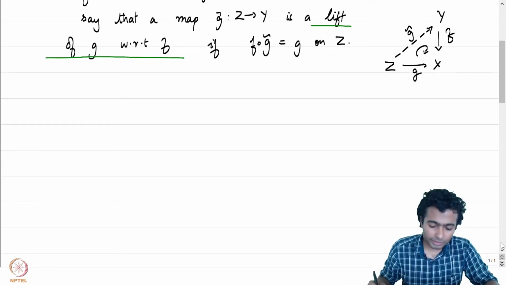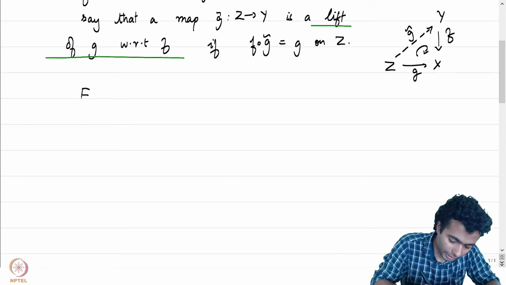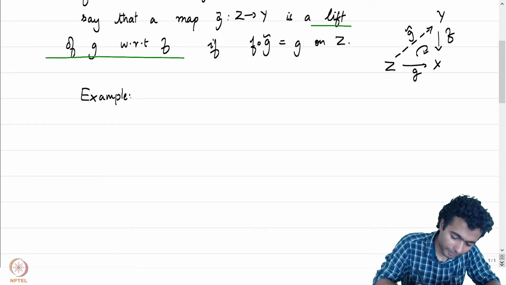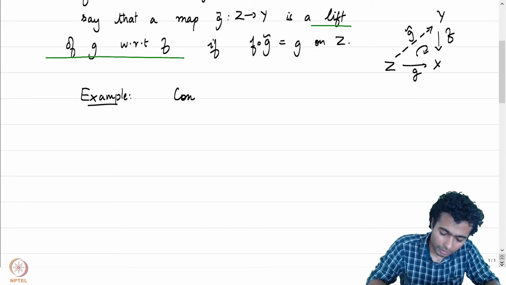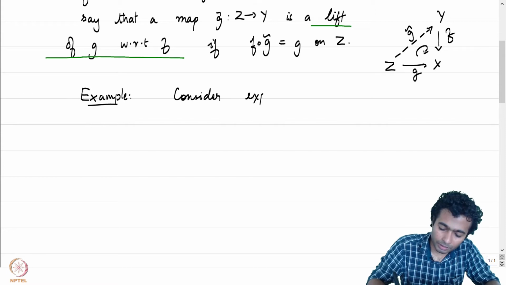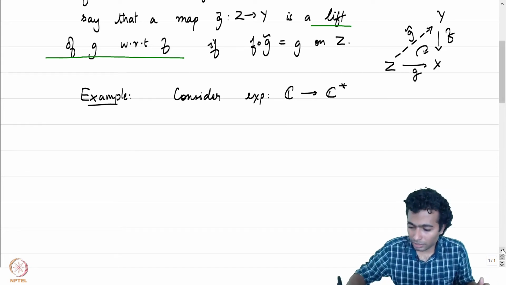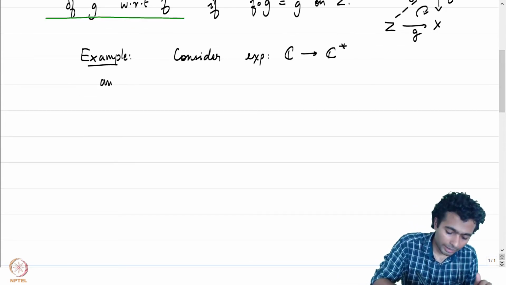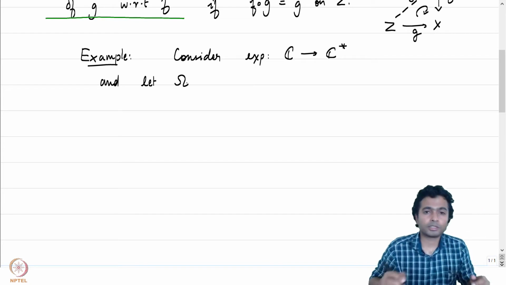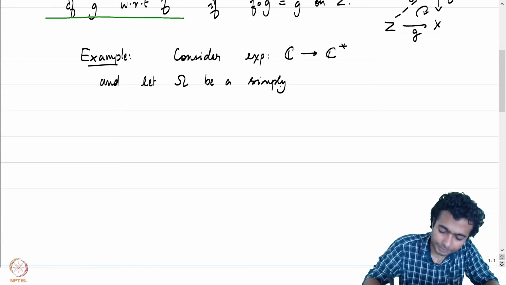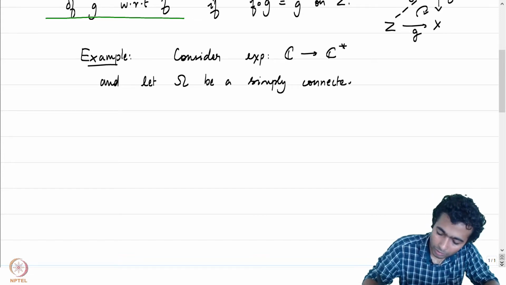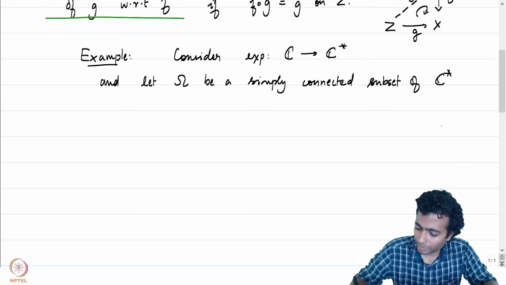We have already seen lifts in disguise earlier. Let me give you an example to reveal the disguise. Consider the following map. f is going to be the exponential map, exponential from C to C star. So here Y is going to be C, X is going to be C star, and let omega be some simply connected subset of C star.